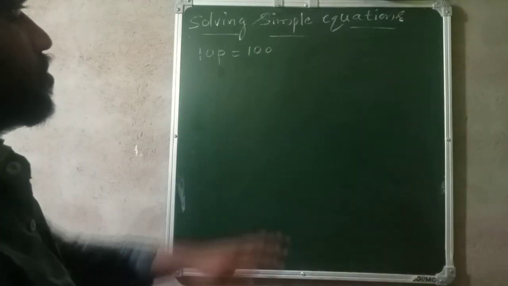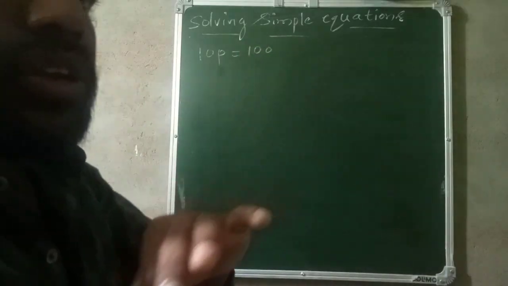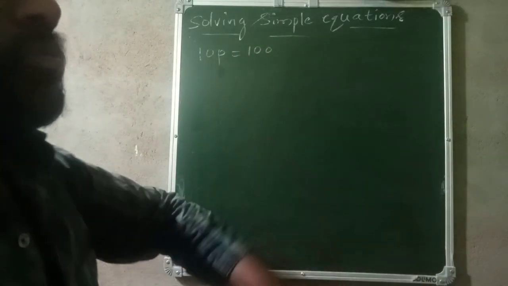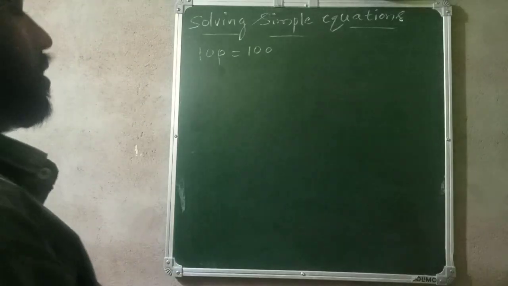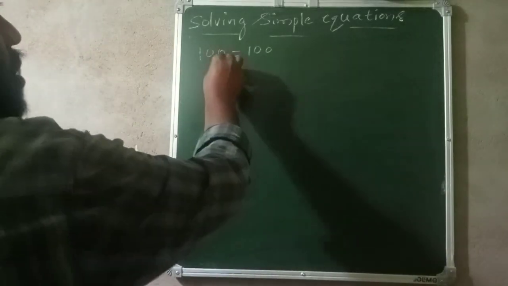Constant means 100 is a constant. Constant means its value won't change with respect to time. It is fixed like that. Okay, we will find p.